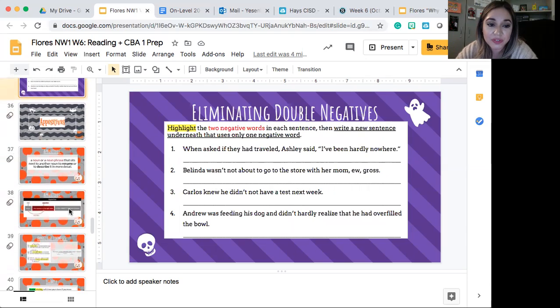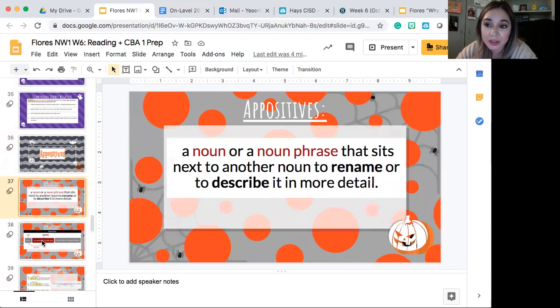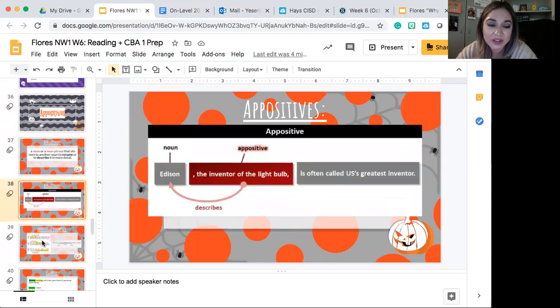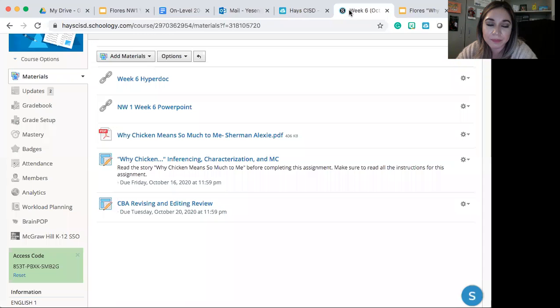So that is what you're doing for the rest of the assignment. You're going through the rules, reading the grammar rules, and then doing the activities for it. This is due, let me give you the exact due date here, this is due Tuesday, October 20th. And remember, please do this because this is part of your CBA review for next week.